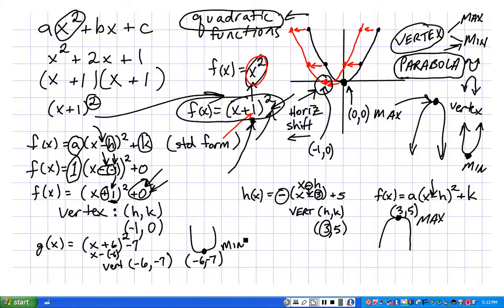So let's look at an example. Let's walk through a clean example. Let's look at f of x. f of x equals 2x squared plus 8x plus 7. 2x squared plus 8x plus 7.